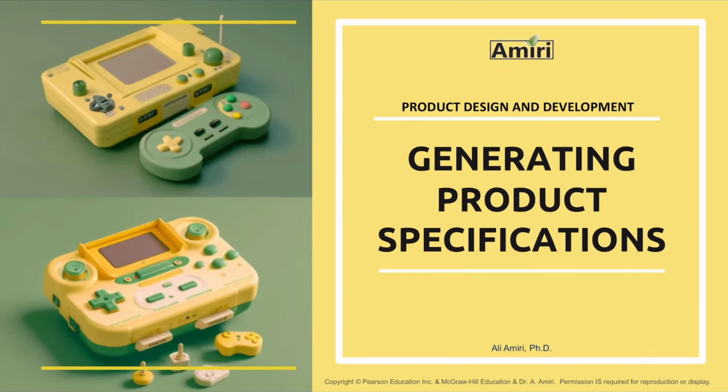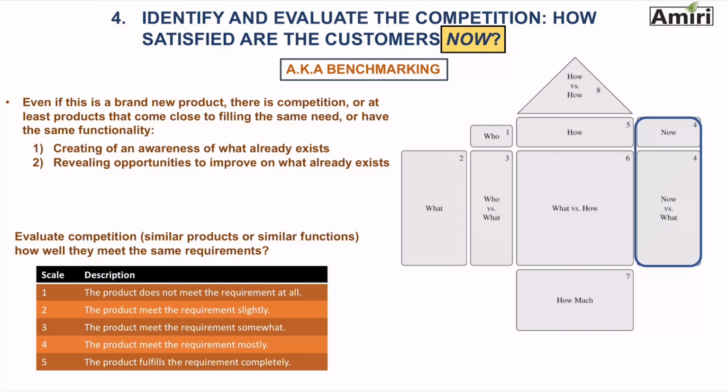Welcome to part 2 of product design and development, generating product specifications or engineering specifications. In step 4, the right room of this house of quality, we will perform benchmarking. Benchmarking is the study of existing products and revealing their strengths and weaknesses.